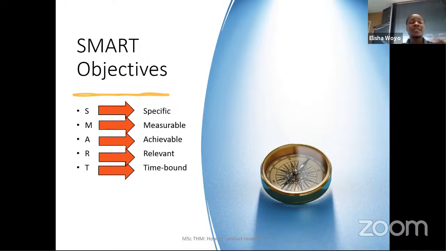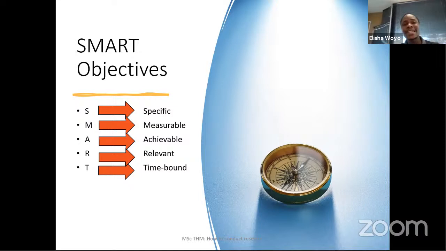The research objective should be relevant. So if you are formulating objectives, it should speak to your topic, it should speak to your problem statement, it should speak to your research question. Make it relevant.